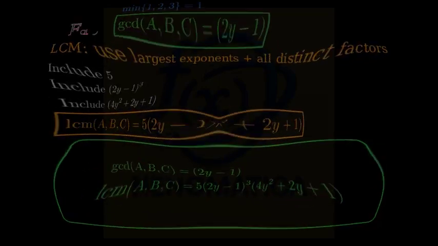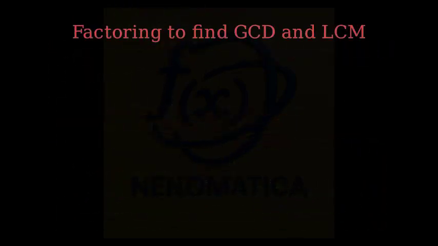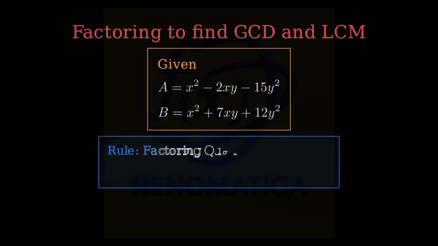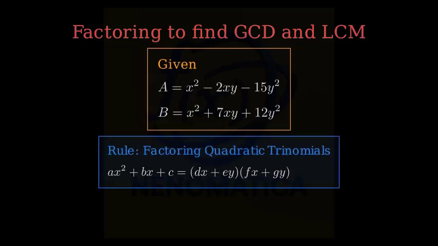Great work! In this lesson, we'll factor 2 polynomials, then use their factors to find the greatest common divisor and the least common multiple. Here is our given pair of polynomials. A quick reminder of the pattern we will use. We can factor a trinomial of the form ax squared plus bx plus c into 2 binomials.